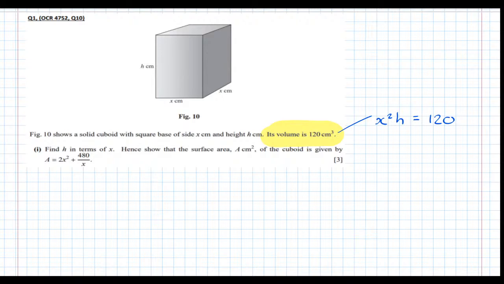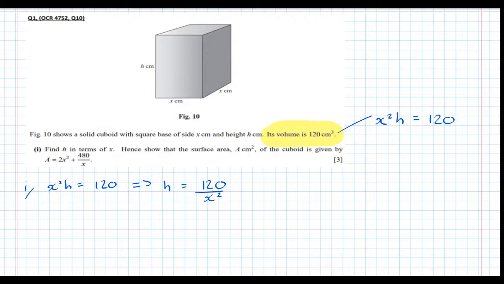So part 1, find h in terms of x. Hence show that the surface area, A centimetres squared of the cuboid, is given by that formula there. Well, what we've just done there, the thing we've just written, will help us fulfill this part here. Find h in terms of x. Because here, this formula now gives us something we can rearrange to get h in terms of x. So part 1, x squared h equals 120 implies that h equals 120 over x squared. So that's that bit done. We've found h in terms of x.